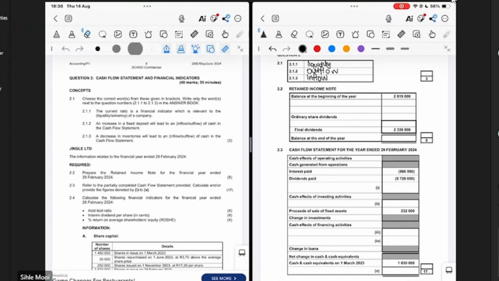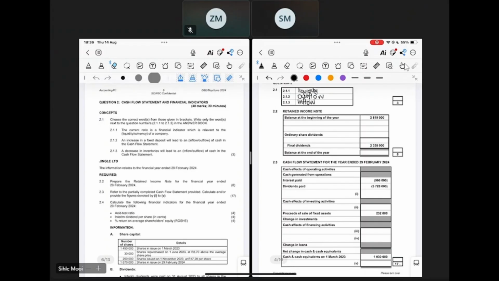Okay. Now let's look at question 2.2. For question 2.2, they want us to complete the retained income note for the financial year ended 29th February 2024. For the main question, they've asked us to complete the retained income note. So the retained income note, as you can see here, it's not written out in full. They are missing things. So what are those missing things that are supposed to be here? What's missing?